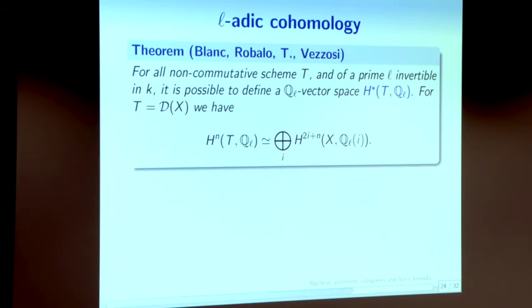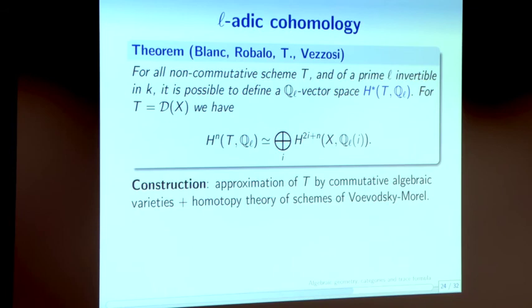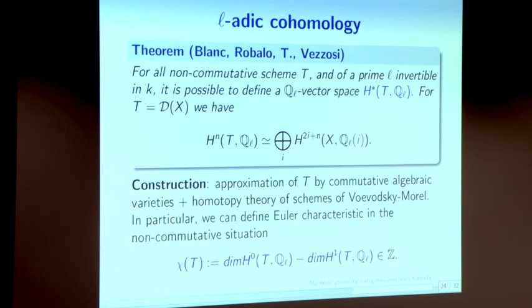So there is this gray thing. Gray means it's not very important, just remove it. So it means that you find the odd and even part of the cohomology. You cannot recover individually the cohomology groups, but still it's enough to compute the Euler characteristic. I can define the dimension of H0 minus the dimension of H1, and this is a perfectly fine notion of Euler characteristic. If I apply it to d of x, I would find back the Euler characteristic of x.